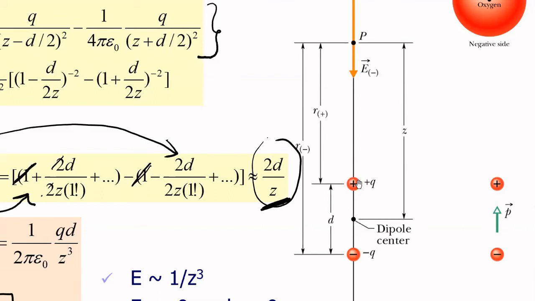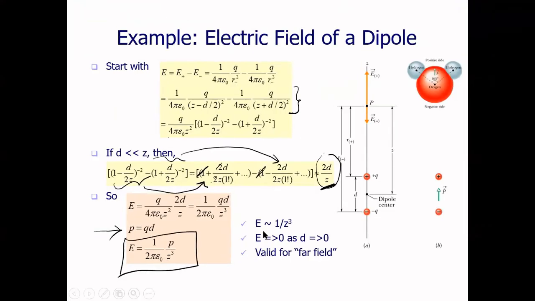This point is midway between the two charges, so the distance from here to here is D over 2, half of D. The distance from here to here is also half of D. So what is the distance from here up to there? That is a simple problem. The distance from the center up to there is Z, and from here up to there, it is Z minus D over 2. So R plus is equal to Z minus D over 2. In a similar way, R minus will be Z and then we add this distance, D over 2, so Z plus D over 2.